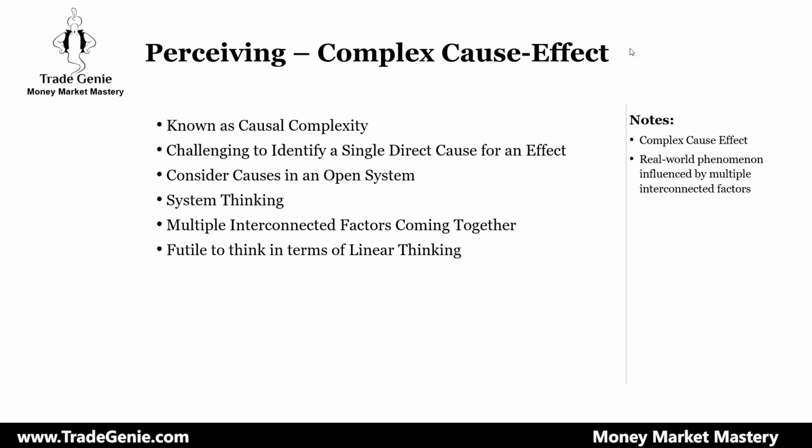So the way you're thinking may be relating it to one single cause. There could be multiple causes, and the multiple causes are coming together and deciding the action in the market. And the action in the market is something else. What you think is not there; it is something else. So many causes in an open system.